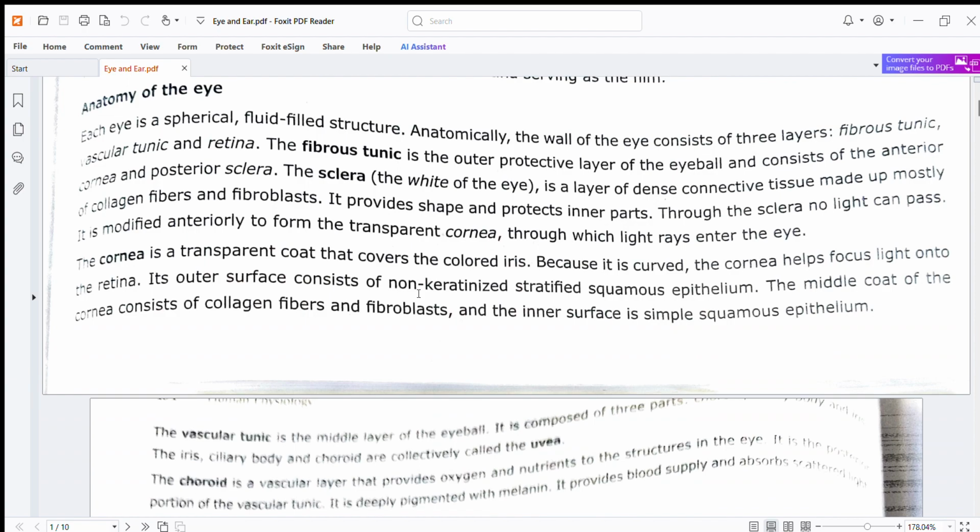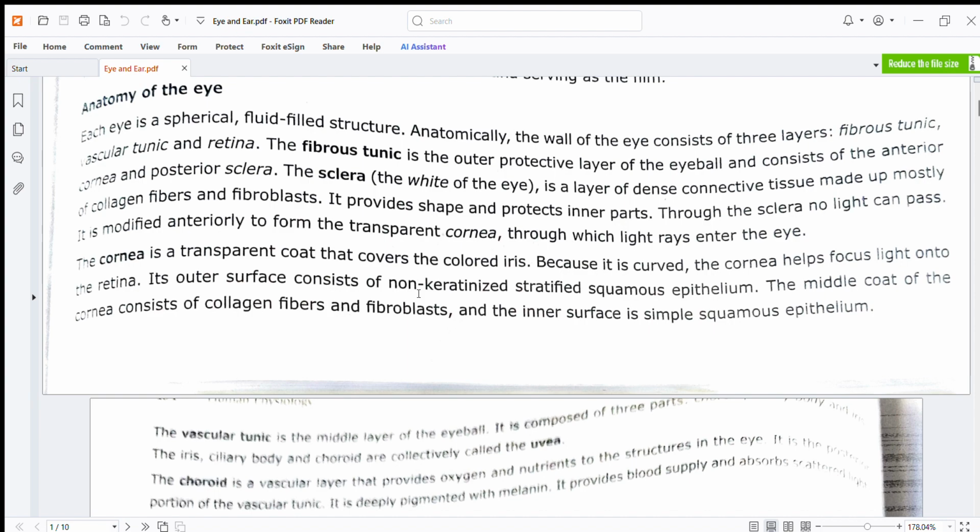The sclera, the white of the eye, is a layer of dense connective tissue made up mostly of collagen fibers and fibroblasts. It provides shape and protects inner parts. Through the sclera, no light can pass. It is modified anteriorly to form the transparent cornea, through which light rays enter the eye.